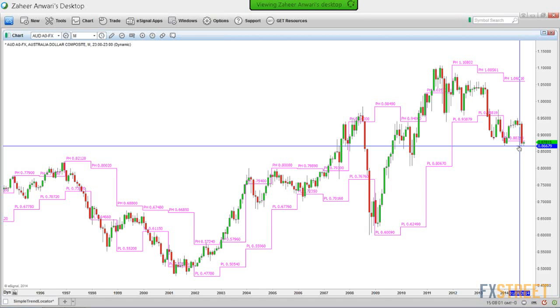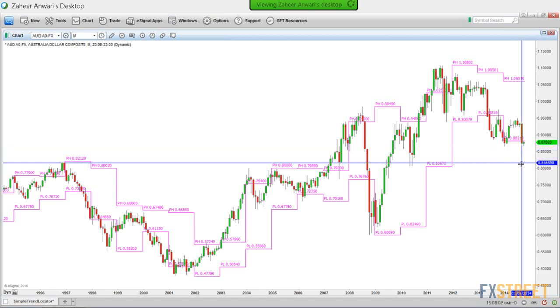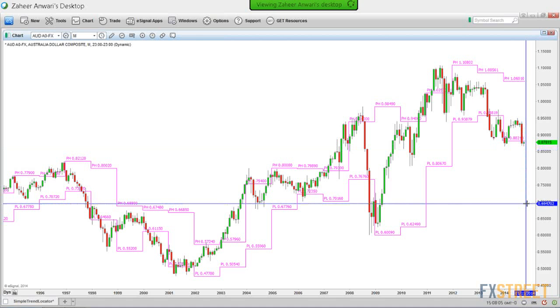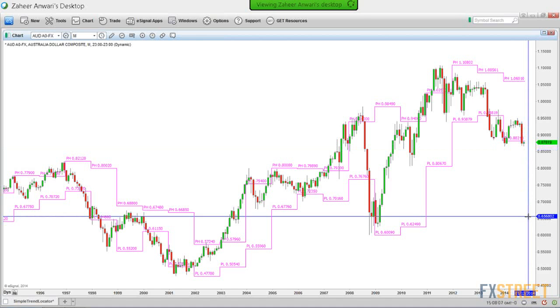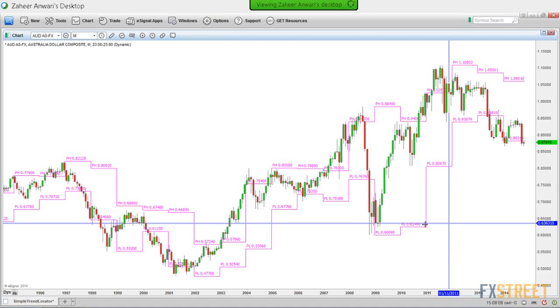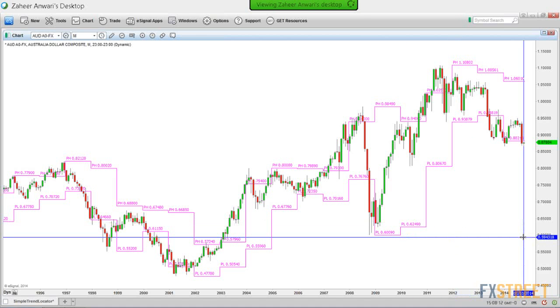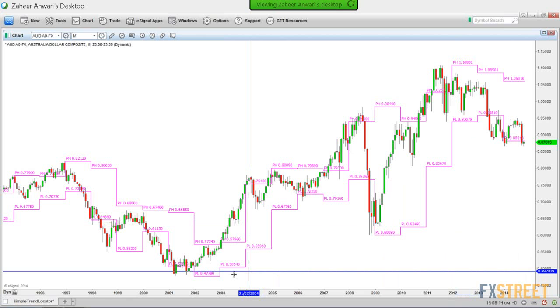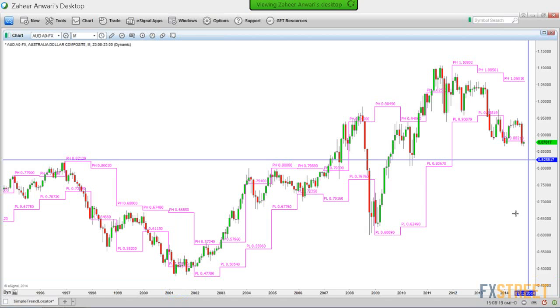If it breaks below this level, I would then want to see price target 0.8, 0.7, 0.6, and so on and so forth. Remember, it's not guaranteed, but what's happened in the past is a good indication of future price action. We can see that price has reached lows of 0.6 and even lower than that, going back to 2001. So there is potential for a bear trend to really establish itself.